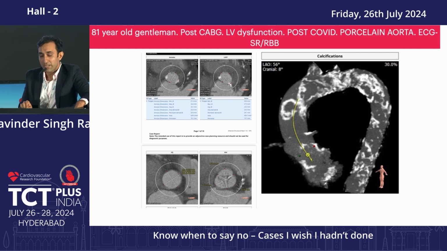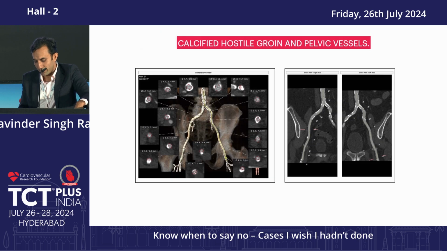But see, on the other hand, look at this patient. Look at that CT scan. Look at so much calcium. This patient is still at high risk of stroke, but we would still offer a TAVR in this patient because he's 81 years old, post-CABG. So we need to tailor our patient selection very appropriately.